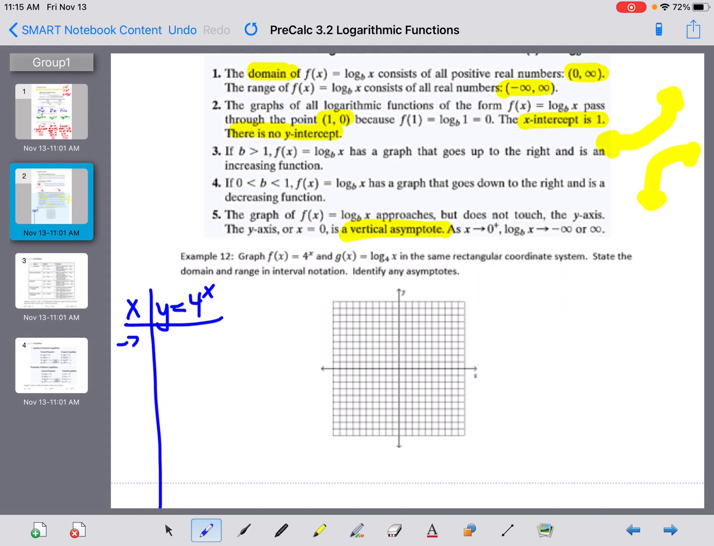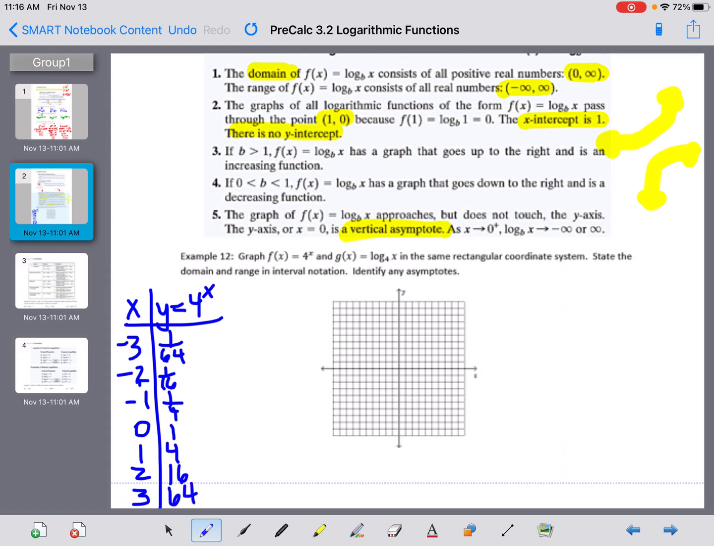So I give my values -3, -2, -1, 0, 1, 2, 3. Okay, and I'm going to plug them in. So 4 to the -3rd power, that's 1 over 4 to the 3rd power, so it's 1 over 64. 4 to the -2nd is 1 over 4 to the 2nd, so that's 1 over 16. 4 to the -1st is 1 over 4. Anything to the 0 is 1. 4 to the 1st is 4. 4 to the 2nd is 16. 4 to the 3rd is 64.